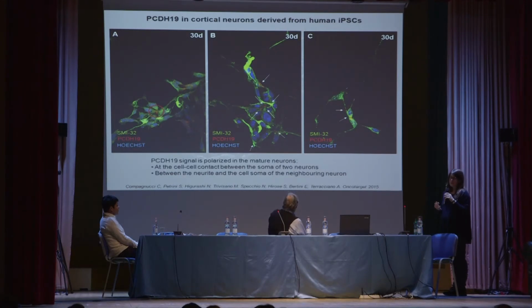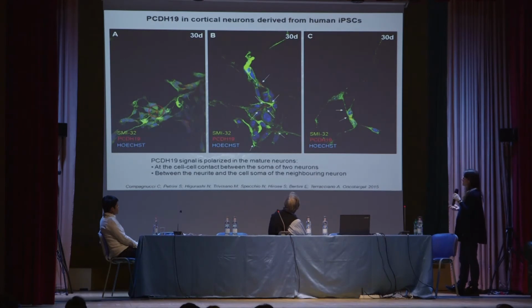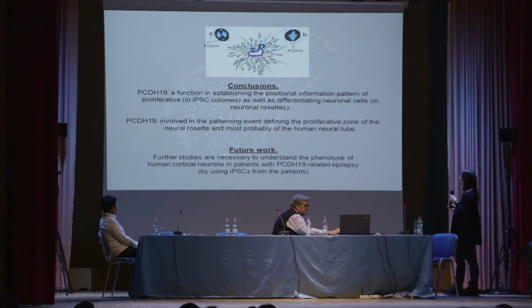And then, quite naturally, the important thing is that the localization of PCDH19 is important at the level of differentiated neurons. The protein is localized at the pole of a cell. Here we see it in the contact points where the cellular body is in contact with the cellular body of another neuron, and also between the cellular body of a neuron and the terminal part of a neurite of a different neuron.